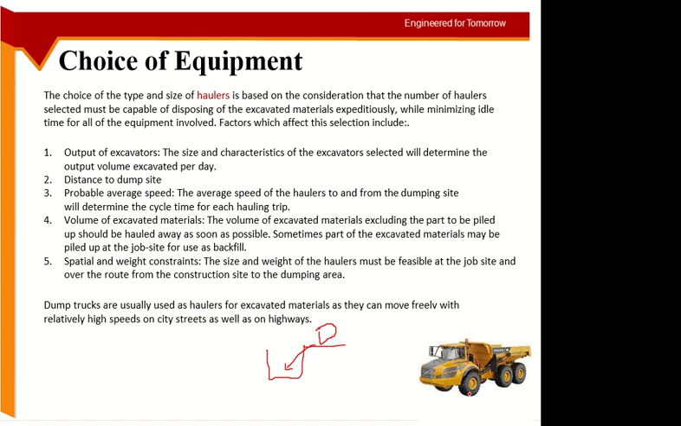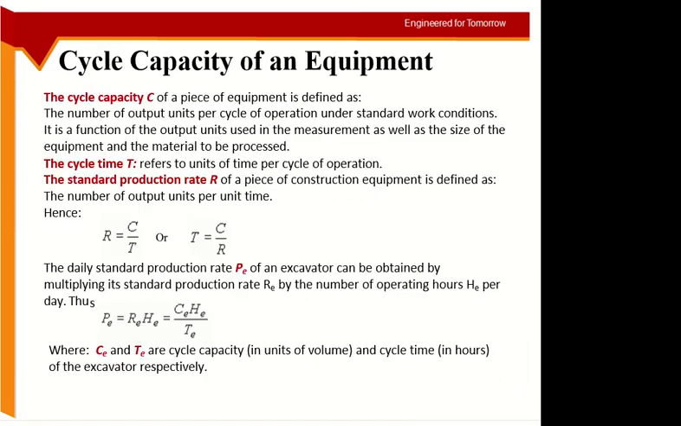Okay, and it is easier to manage on the site as well. It can turn easier than haulers. Okay, so normally all the companies have their own trucks which they can use for many things, so they just use it for the hauling and dumping as well. Okay, so how do we calculate the capacity of the equipment, and how do we find out the number of equipments required for a site or for a job?